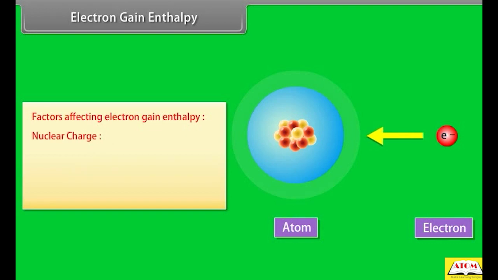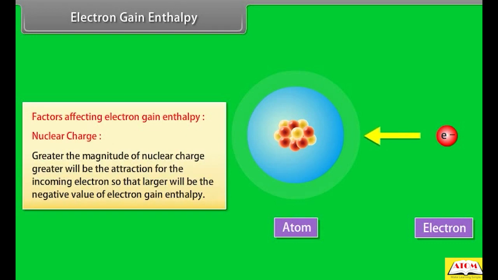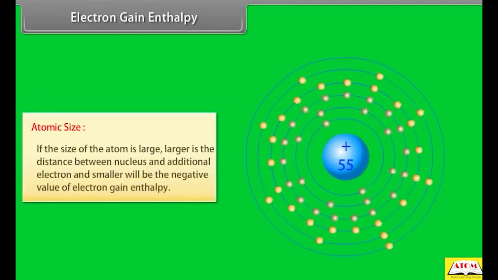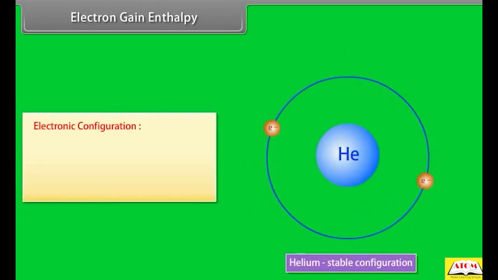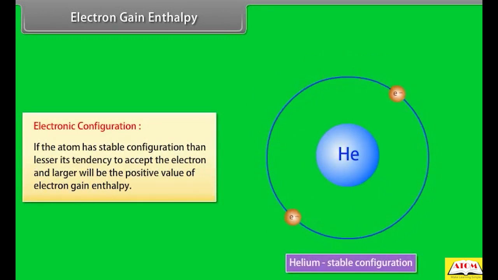Nuclear charge. Greater the magnitude of nuclear charge, greater will be the attraction for the incoming electron, so that larger will be the negative value of electron gain enthalpy. Atomic size. If the size of the atom is large, the distance between the nucleus and the additional electron is large, and smaller will be the negative value of electron gain enthalpy. Electronic configuration. If the atom has a stable configuration, then lesser is its tendency to accept the electron, and larger will be the positive value of electron gain enthalpy.